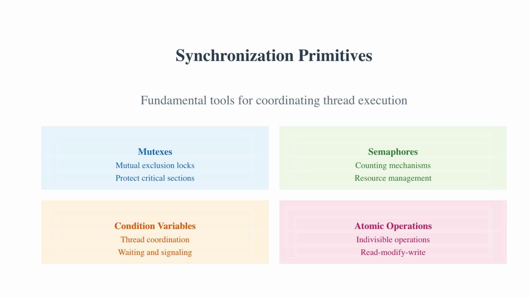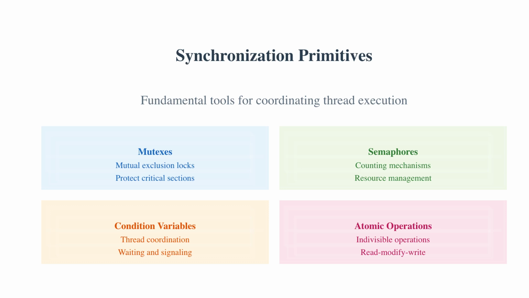These are called synchronization primitives, fundamental tools that operating systems provide to coordinate thread execution and ensure safe access to shared resources. First, we have mutexes, short for mutual exclusion locks. These are binary locks that protect critical sections by allowing only one thread at a time to access shared data. Think of it as a bathroom key. Only one person can hold it at a time.